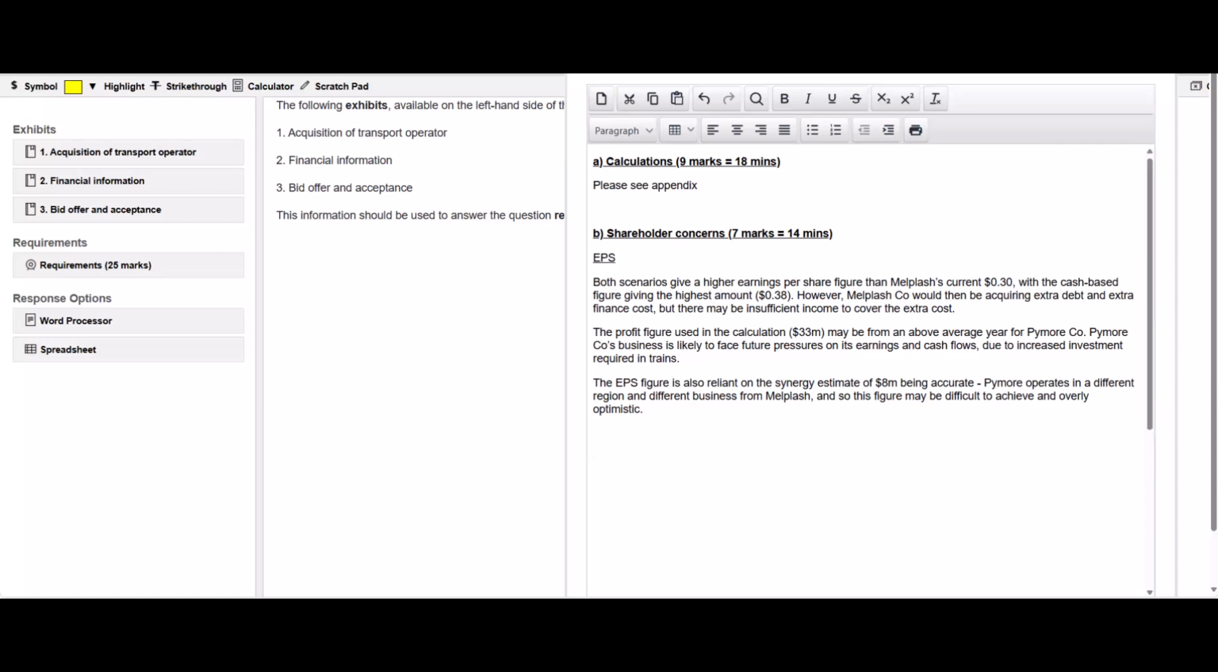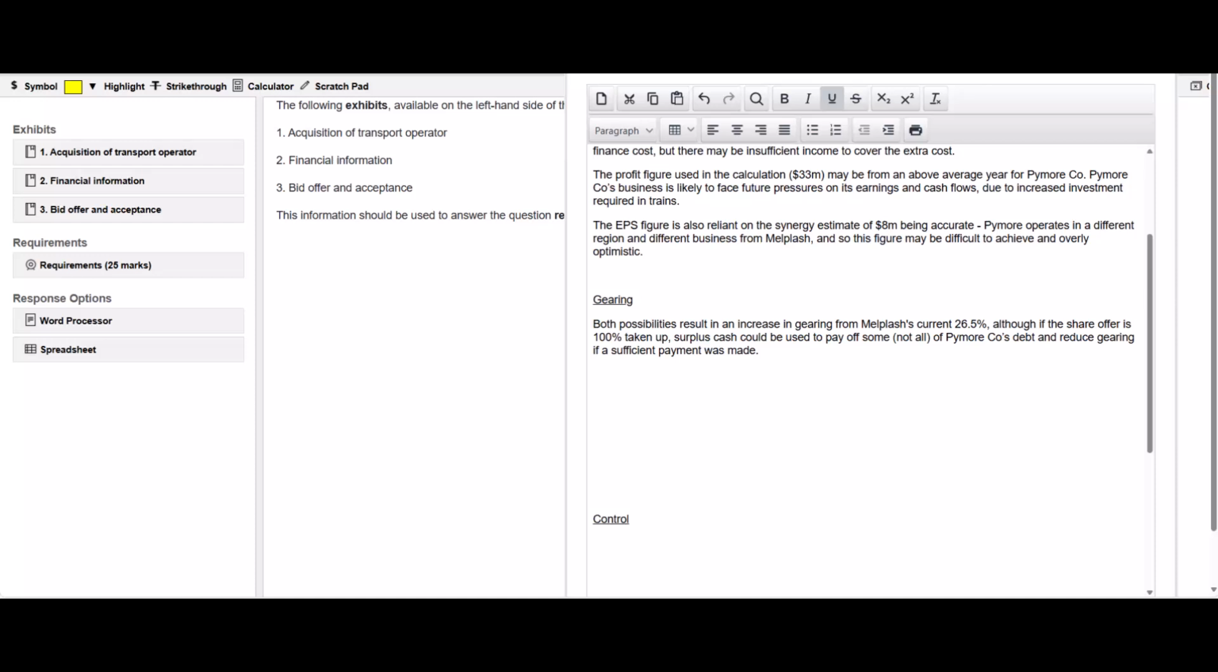Now, there are more things you could say there. So we could talk about the other factors that could impact this as well. So maybe people stop using trains and actually start using cars more, or environmental pressures. But given the fact it's only 7 marks, I'm going to move on now to the gearing part.